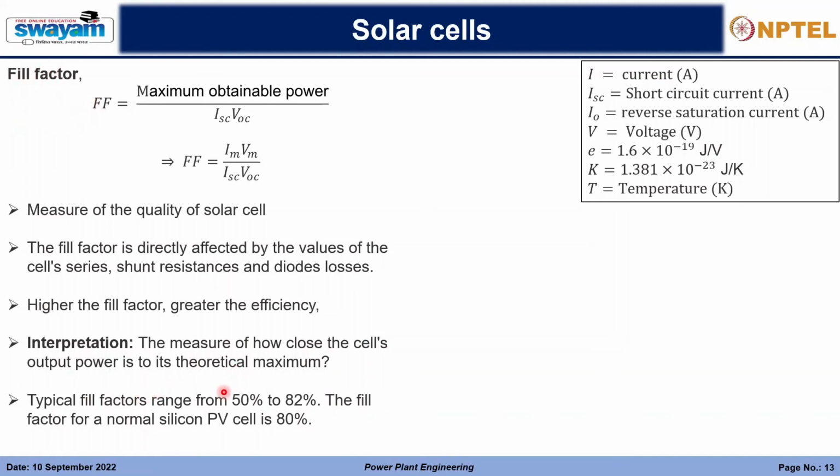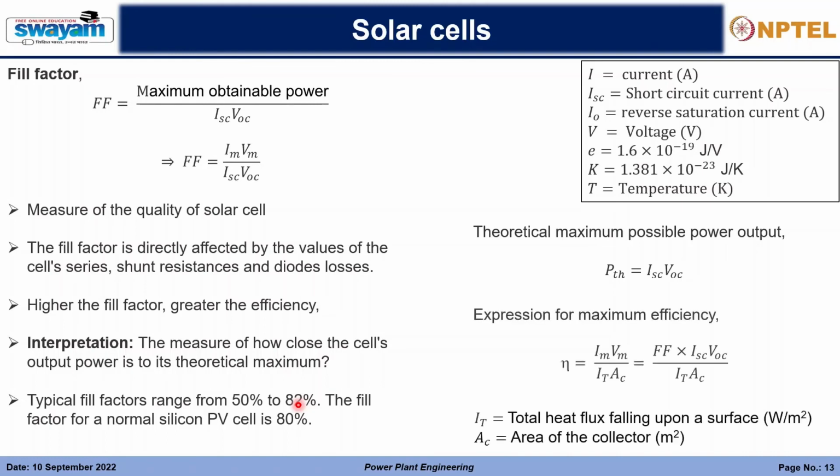Typical fill factors are 50% to 82%, and the fill factor for a normal silicon photovoltaic cell is 80%. So these are basically a few facts. The theoretical maximum possible power output is Isc into Voc, and the expression for the maximum efficiency will be the maximum power that we can get divided by IT into AC.